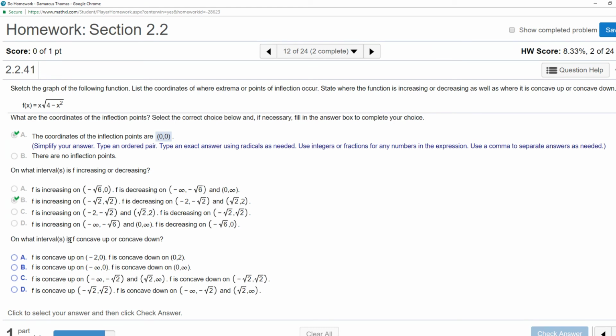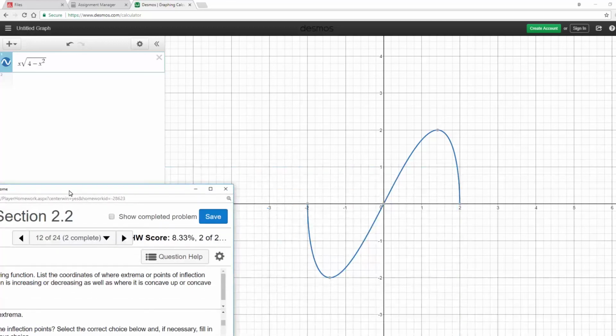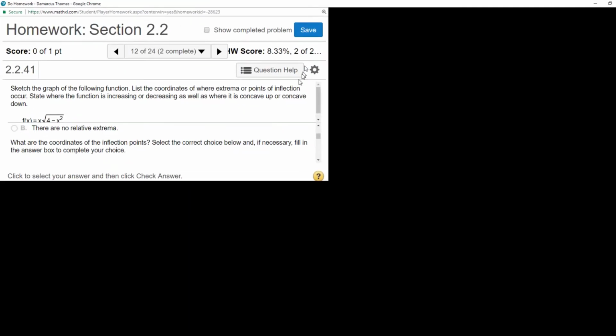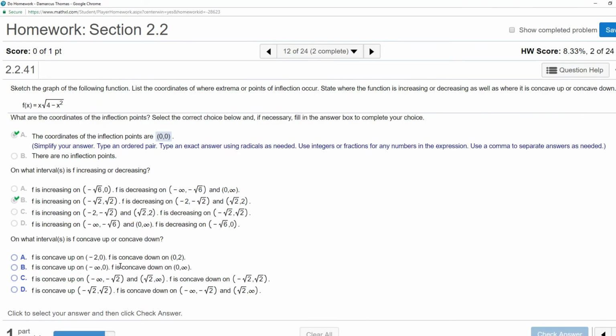On what intervals is f concave up or concave down? We go back to our graph here, and we see it is concave up from -2 to 0, concave down from 0 to 2. That's the best choice that I'm going to stick with.